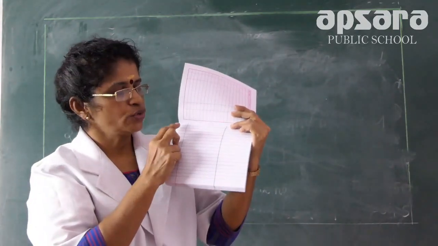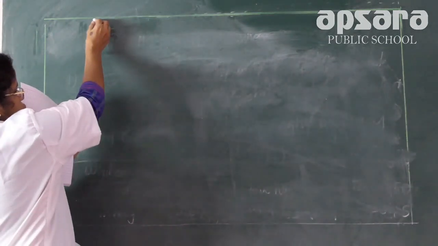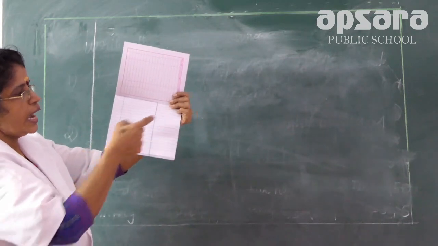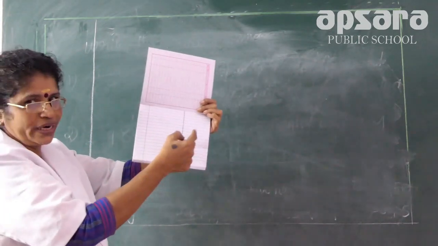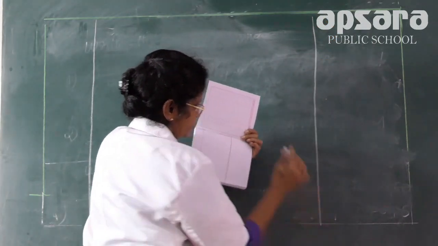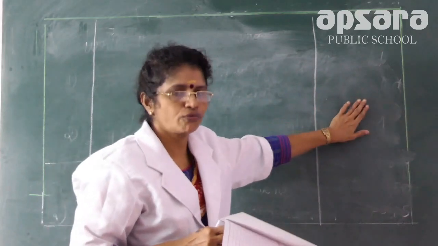And the next page is this. Can you see this, and can you see the margin? Do you want me to draw here? So I'm drawing the margin. And one more line. All these books you might have used last year, so it's the same thing. So two lines I have drawn. This is a margin and this is for the rough work.